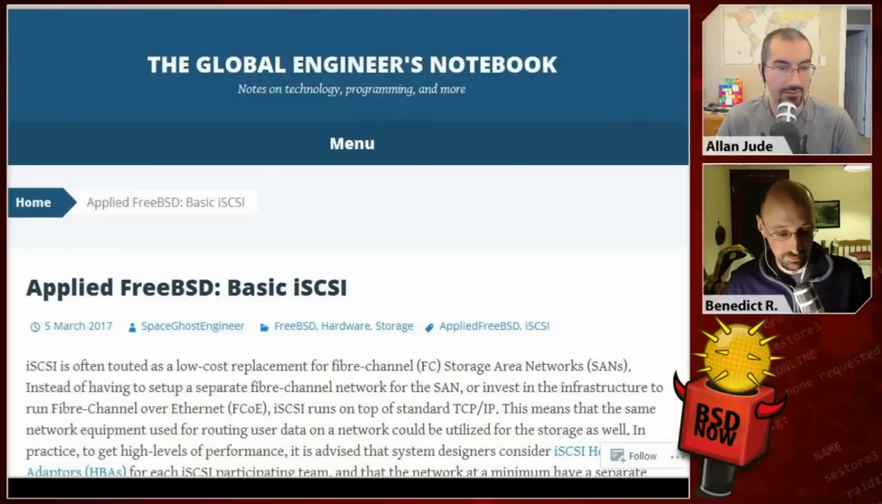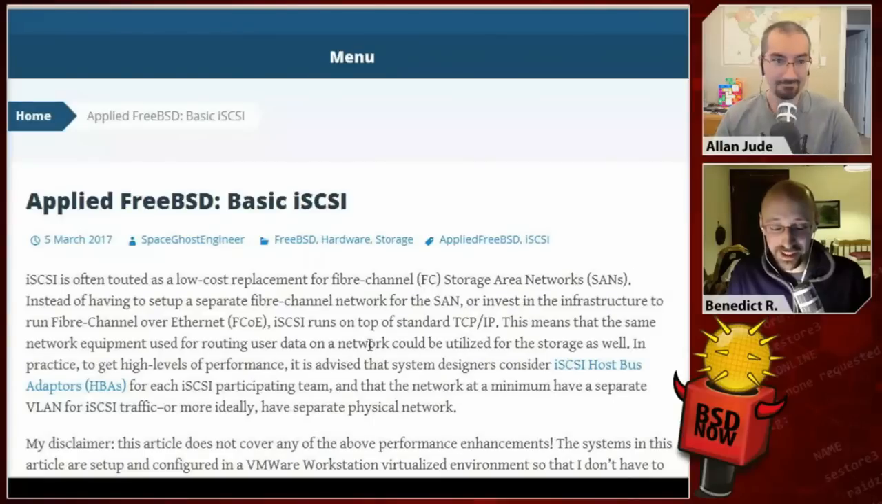So our last story for the first section of the show, which has been going on for a while now. We're running on. Yes. Is Applied FreeBSD: Basic iSCSI, which is a great blog post showing how to get started doing iSCSI on FreeBSD. And it turns out it's super easy.